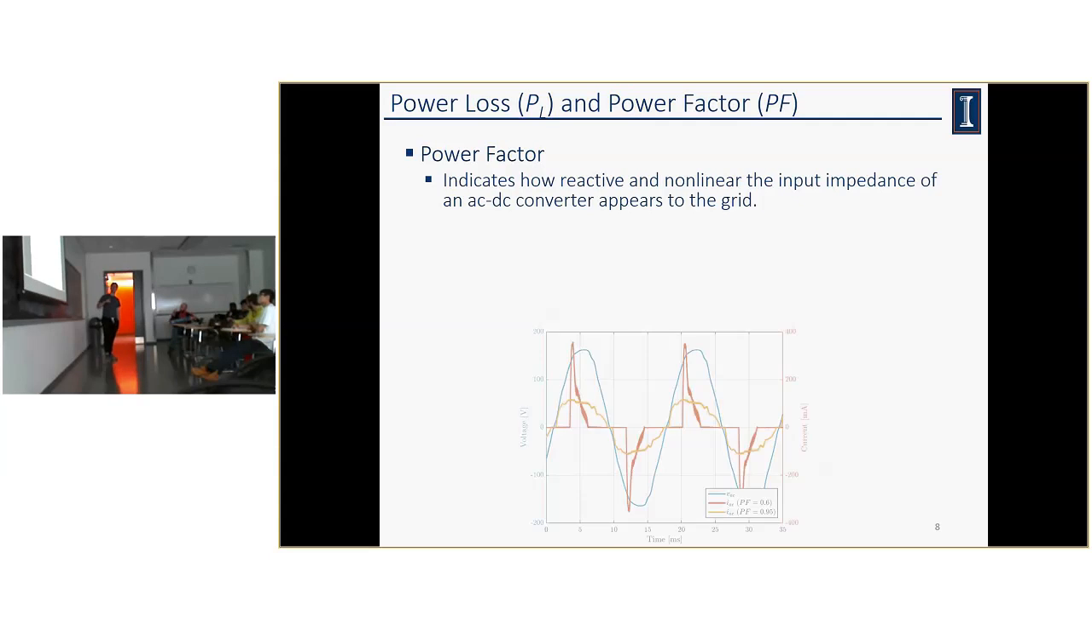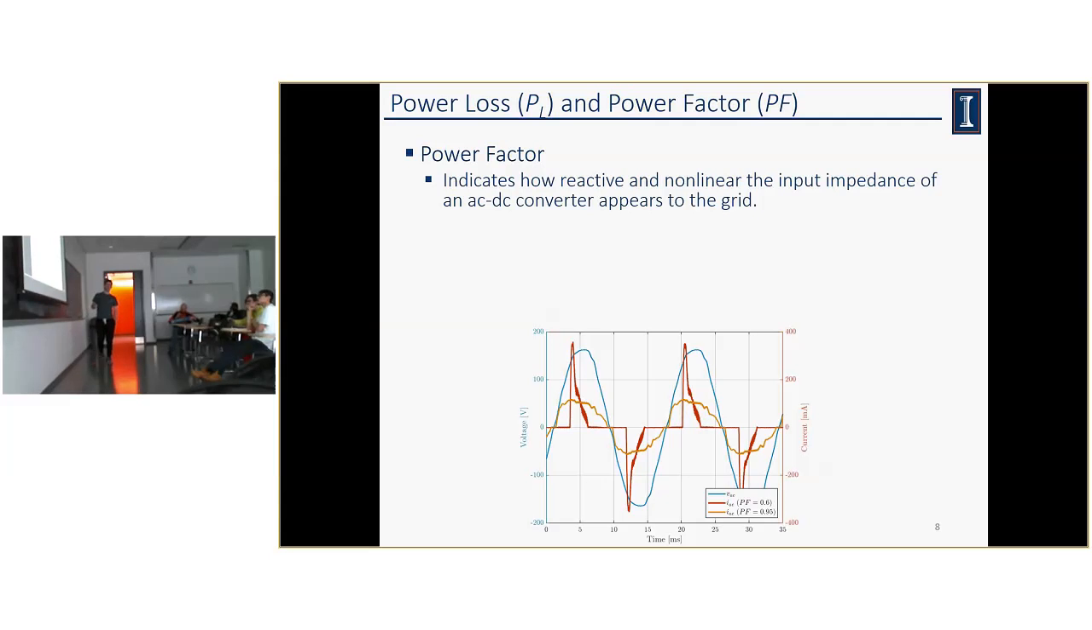Here's an example. This blue curve, which I don't know if you can see the colors, the sinusoidal curve, is the input voltage of the grid. And then there are 2 different light bulbs. One has no power factor correction, so it has that giant current spike here. And the other one does have power factor correction, so it's trying to track the input voltage.